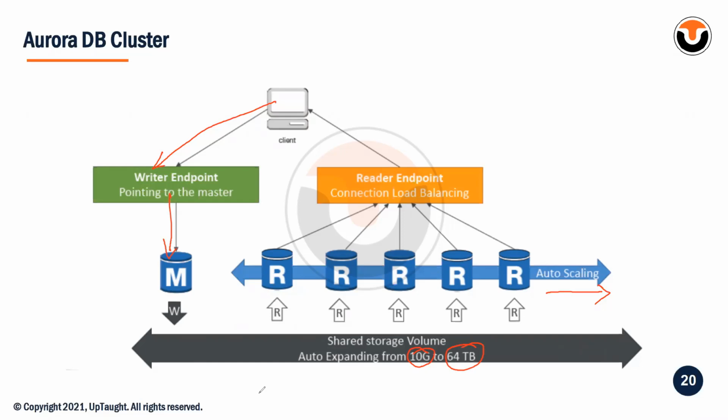So how does it work? The cluster normally uses two endpoints: a reader endpoint and a writer endpoint. The reader endpoint points to multiple read replicas across availability zones, whereas the writer endpoint points to the master instance. That's how the Aurora DB cluster works in the background.